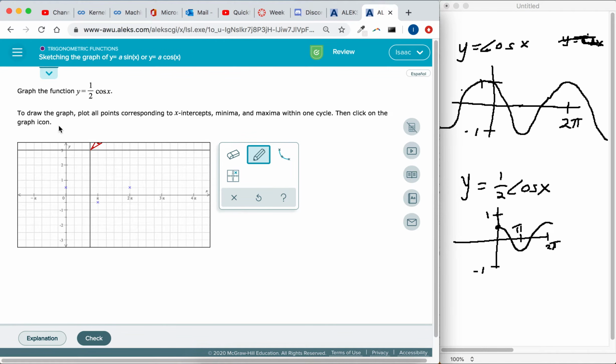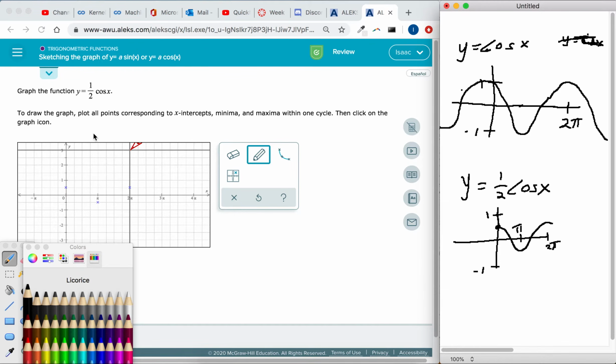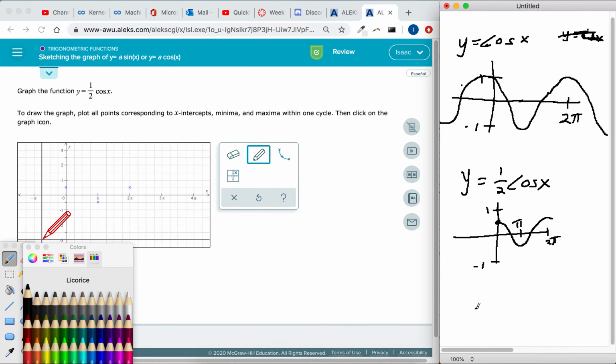So to draw the graph, plot all the points corresponding to the x-intercepts. That's where it crosses the x-axis. To find an x-intercept of a function, you plug in 0 for y, and then you have to solve this equation. One thing you could do is multiply both sides by 2. That makes this 1/2 cancel out.